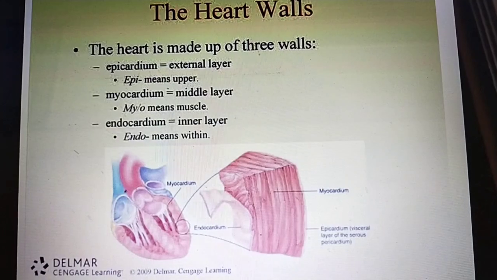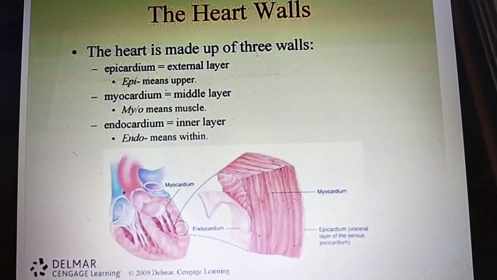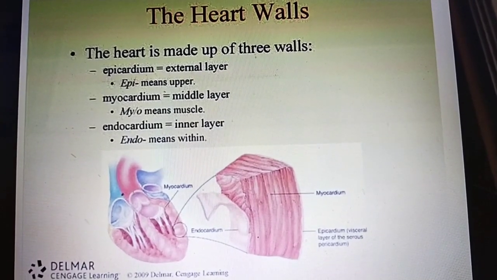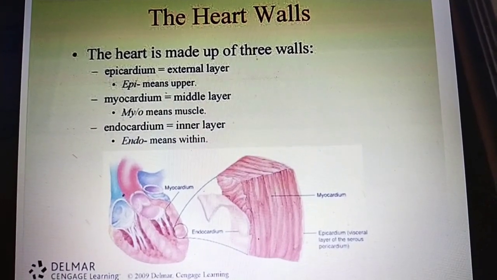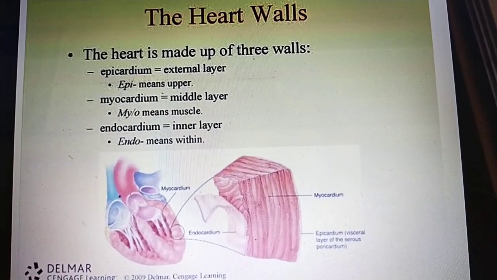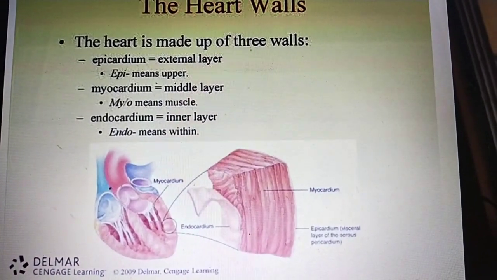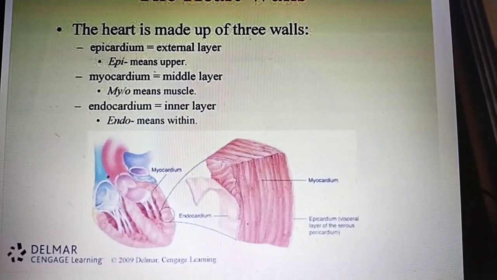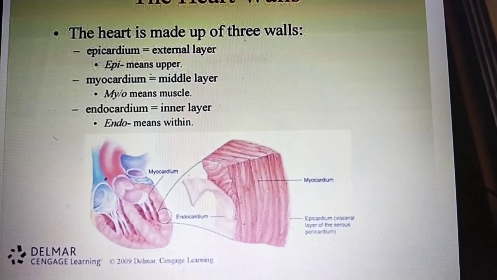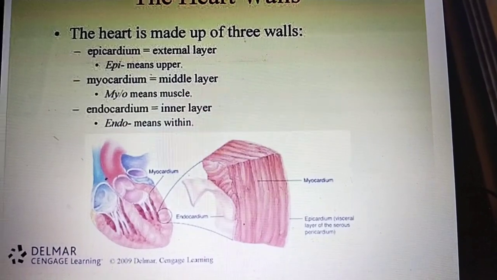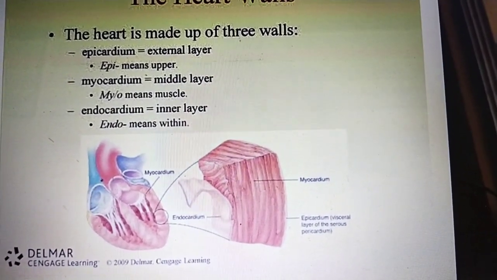The pericardium also has two layers: one is the visceral pericardium, another one is the parietal pericardium. Visceral means it is related to the organ or viscera. Parietal means it is related to the outside wall of the heart. Okay, so you can go for epicardium, myocardium and endocardium. These are the three layers of the heart. Epicardium means the external or outer layer of the heart. Epi means upper or outer.